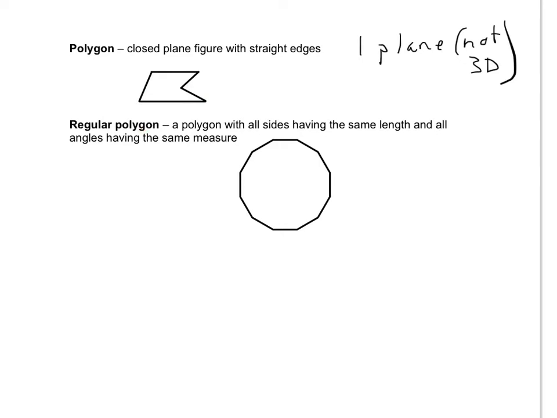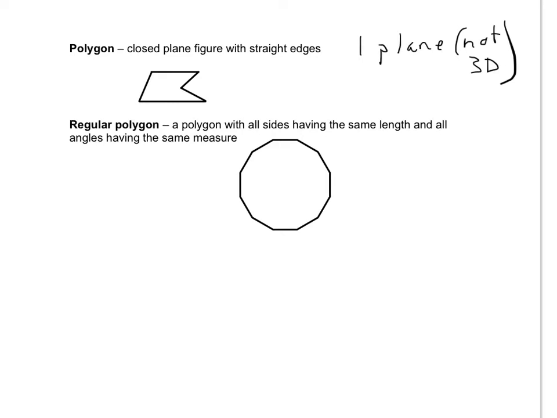Alright, and a regular polygon is one of those closed plane figures with straight edges where all the sides have the same length and all the angles have the same measure. So look at this polygon. Now it almost looks curved, but you can tell it's not because of these little corners right here. There are a bunch of little corners there. So here's a side and a side and a side and a side, and so on and so forth. It's closed because every side is connected to other sides.